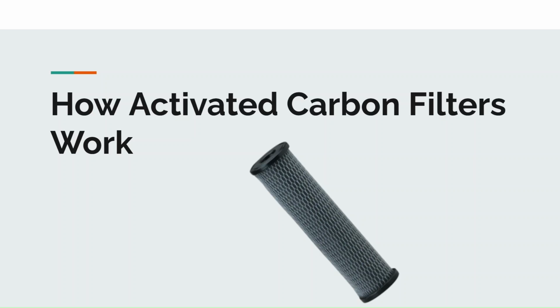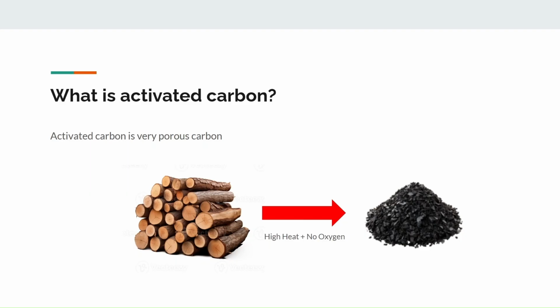Today, I'm going to be talking about how activated carbon filters work. So, what is activated carbon? Well, activated carbon is a special form of carbon that's used to filter water and air.